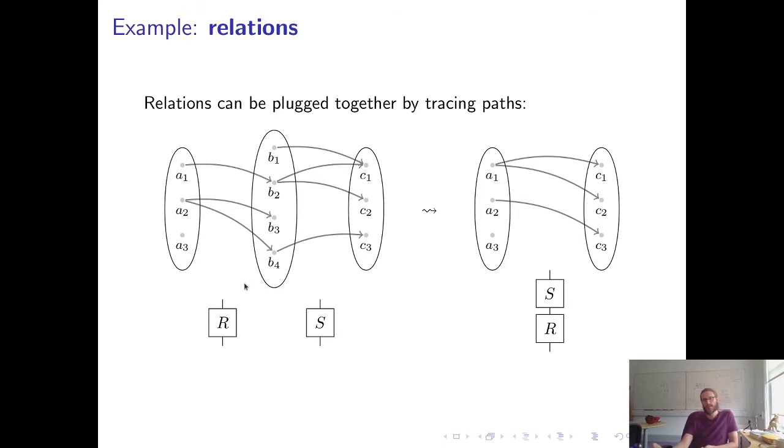You see all I've done is I've drawn this picture like so, and I've traced all the way from the left to the right here. If there is a path, when I trace this over it, it shows up in my new relation, which arises when I plug R and S together. So this is how I plug relations together to get other relations.